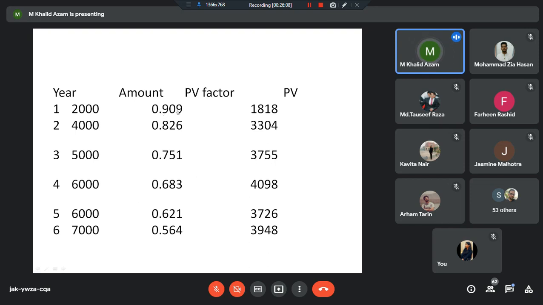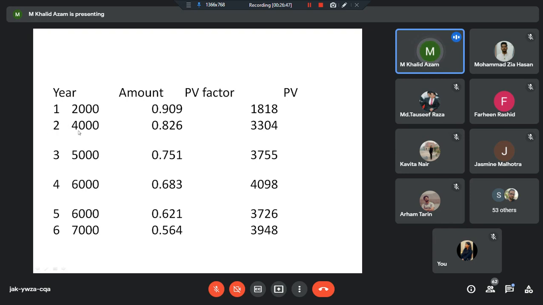So it is 0.909. The present value will be 1818. So the amount is 2000 and the factor is 0.909. So how much is the value today? Its value today will be 1818. You are getting 2000, but its value is only 1818. What you have done is 2000 multiplied by this particular factor.